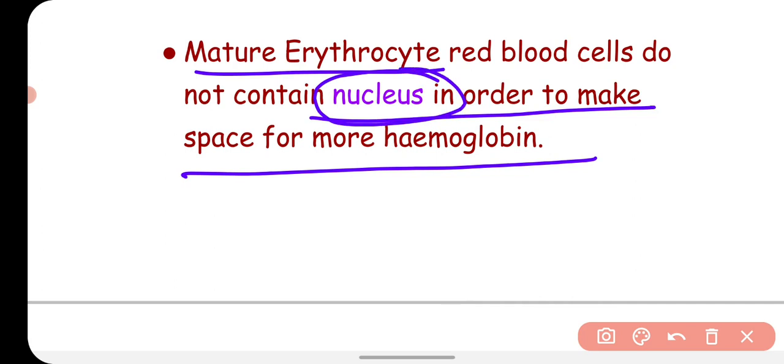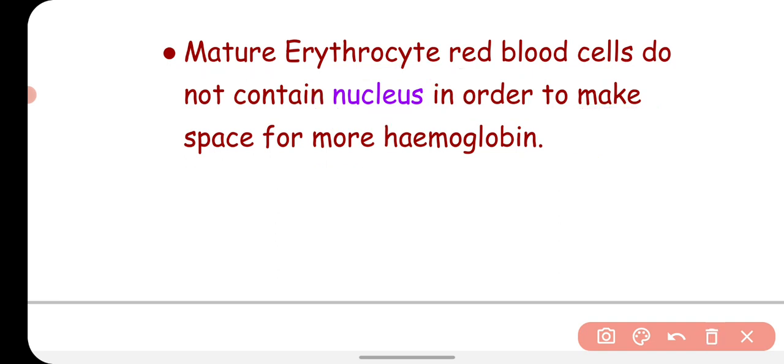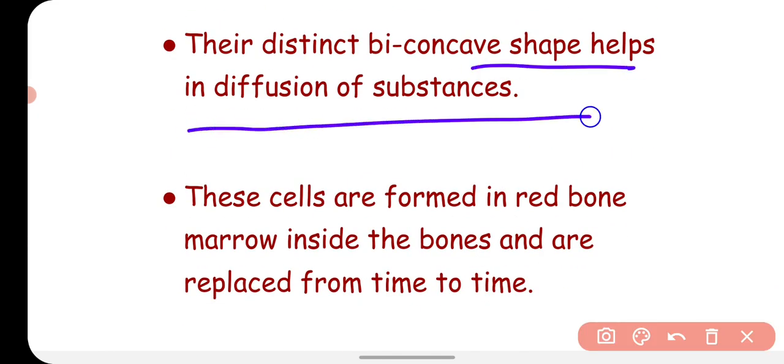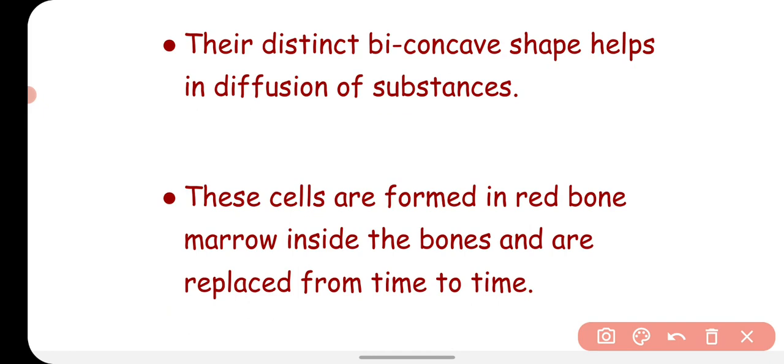This is a very important point to note, that in mammals, the red blood cells do not have a nucleus. Why do they not have the nucleus? Because to provide more space to contain hemoglobin. Their distinct biconcave shape helps in diffusion of substances. The biconcave shape of red blood cells helps in the exchange of substances.